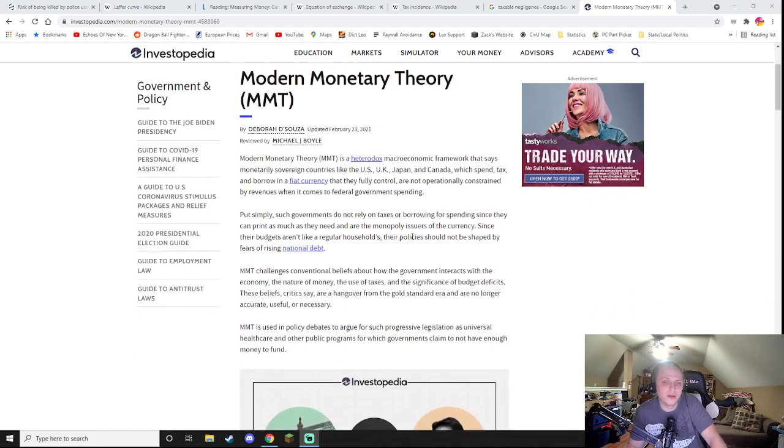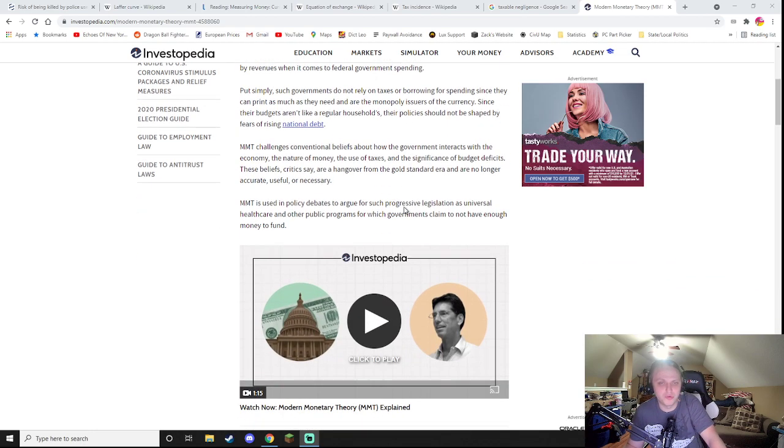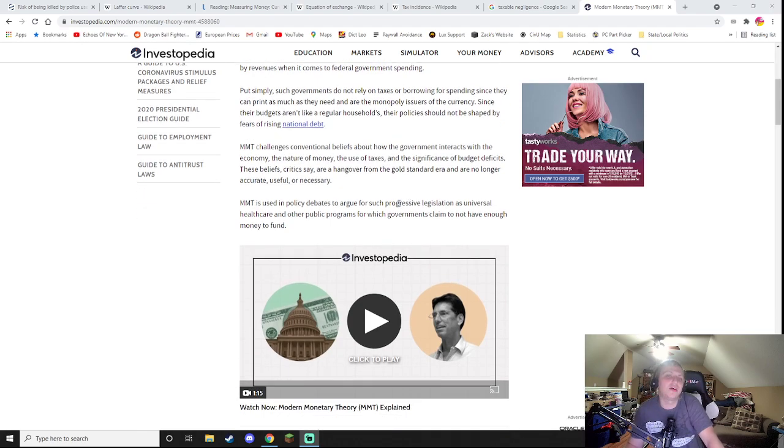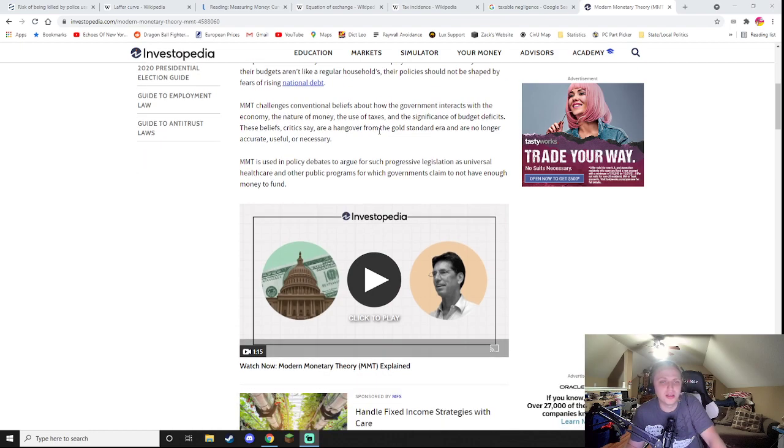Okay, there we go. Heterodox MMT says monetarily sovereign countries like the U.S., which spend, tax and borrow in a fiat currency that they fully control, are not operationally constrained by revenues when it comes to federal government spending. Put simply, such governments do not rely on taxes or borrowings for spending, since they can print as much money as they need, or are the monopoly issuers of the currency. Since their budgets aren't like a regular household's, their policies should not be shaped by fears of rising national debt.